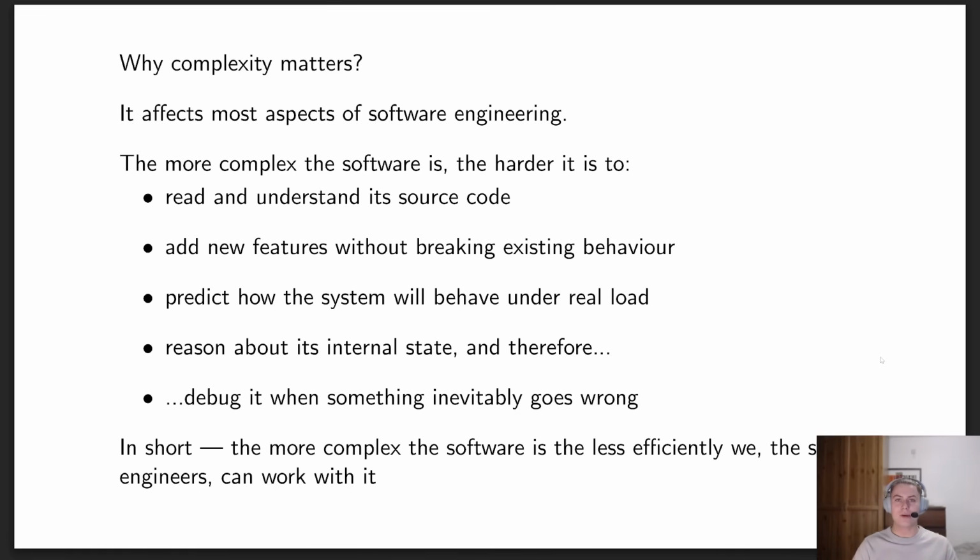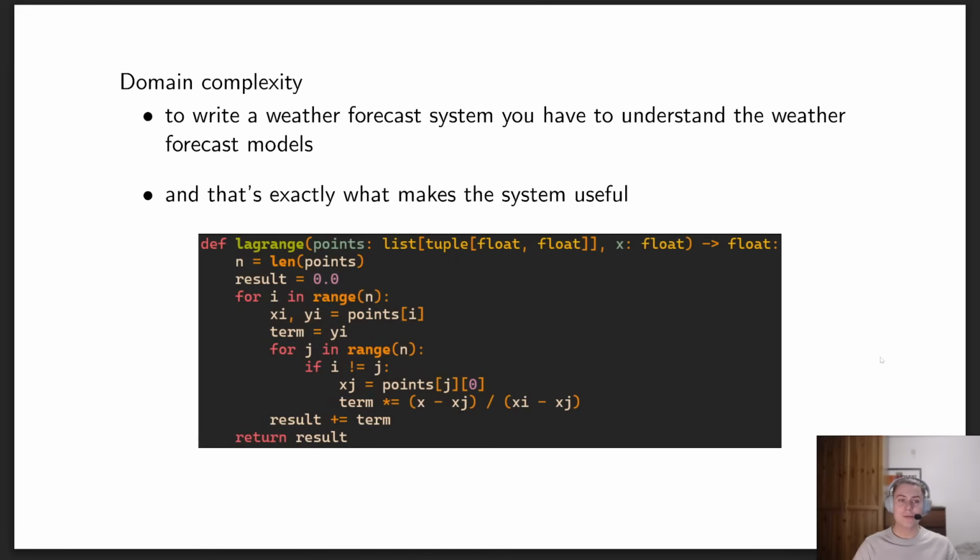Next, I'm going to talk about software complexity and the two types of software complexity that comprise the overall software complexity. The first type is domain complexity. That is basically the complexity of the problem that the software is aiming to solve or help other people solve. For example, if we're talking about writing a weather forecast system, to do that, you have to understand the weather forecast models, and you cannot get around this, right?